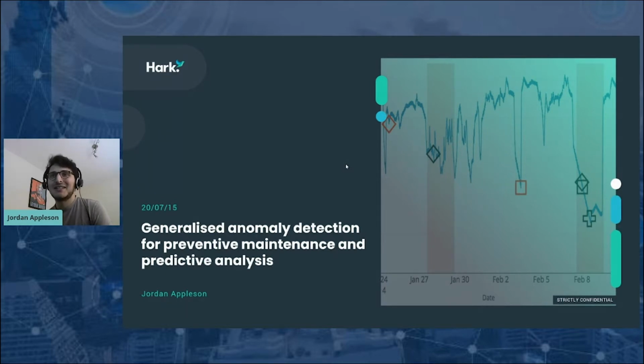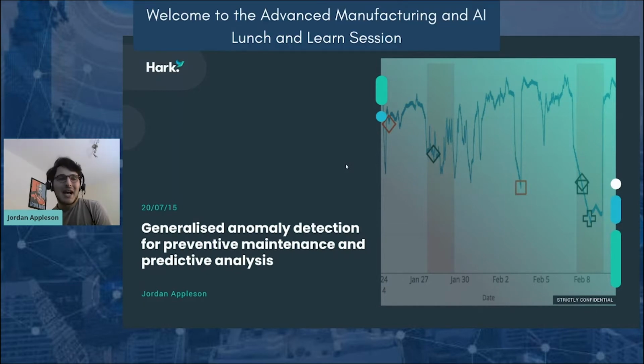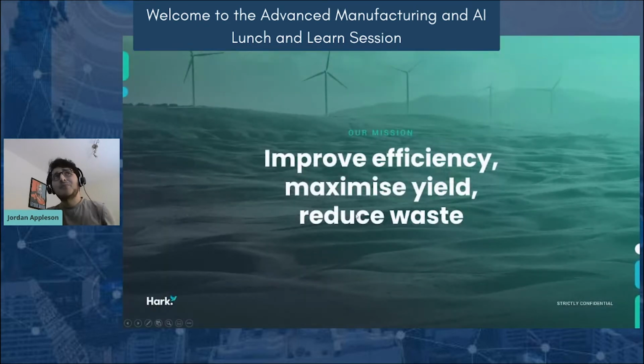So that's physical assets. Today, I'm going to be talking a bit about generalized anomaly detection for preventive maintenance and predictive analytics, and mainly the challenges of building this. So a little bit about Hark first.